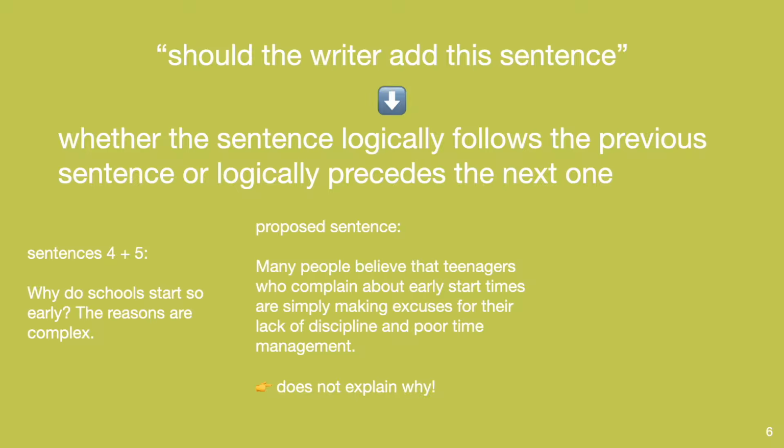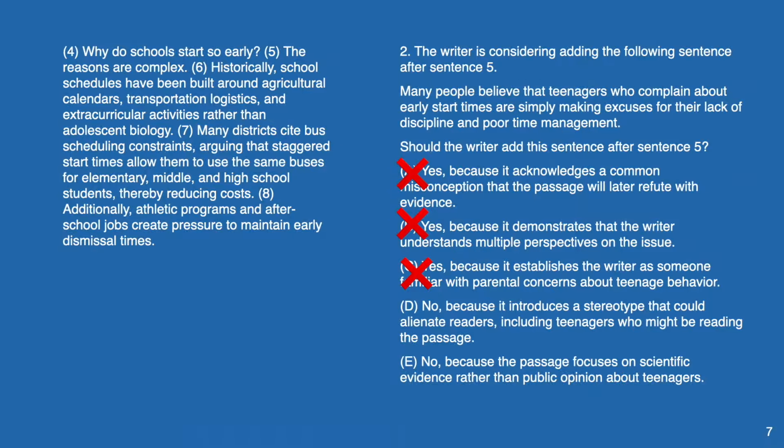It doesn't explain why schools start early. So I anticipate that the correct answer would say something like, no, because it's irrelevant to the paragraph's topic. That immediately rules out A, B, and C because they all say yes. But neither D nor E addresses relevance directly. The sentence does present public opinion about teenagers, so many students go with E. However, the correct answer is D.